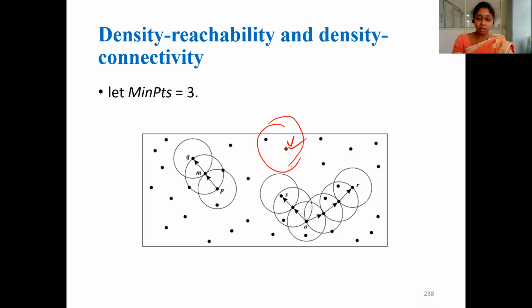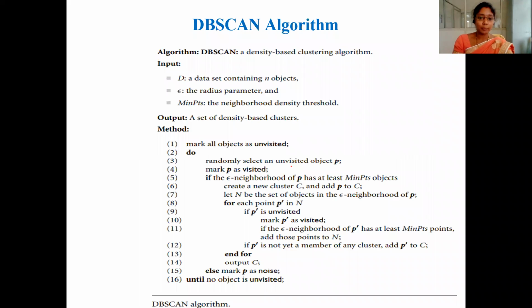All of this can be explained with an algorithm. For DBSCAN, you need a data set of n objects and the epsilon value, that is, the radius of the neighborhood, and the min points, that is, the number of neighbors for that object. As output you get a density-based cluster. Initially you mark all objects as unvisited.